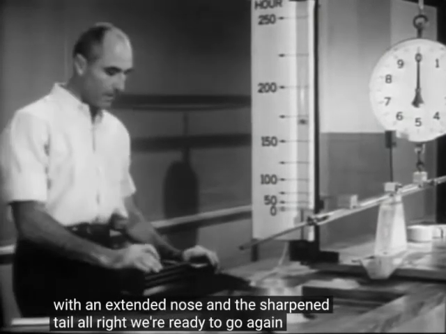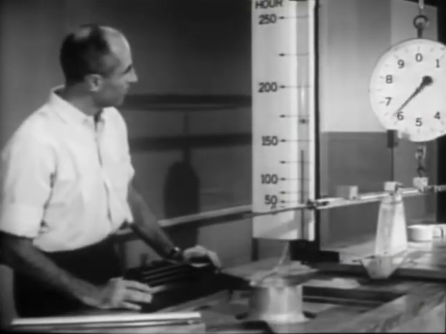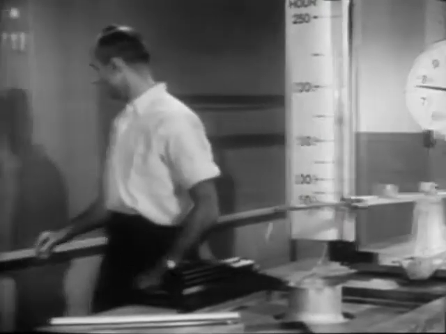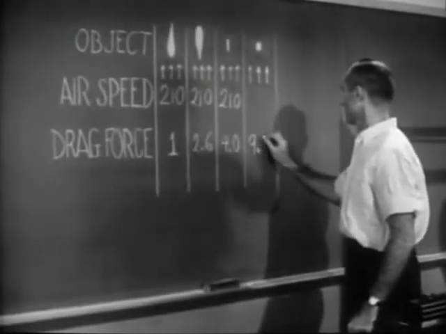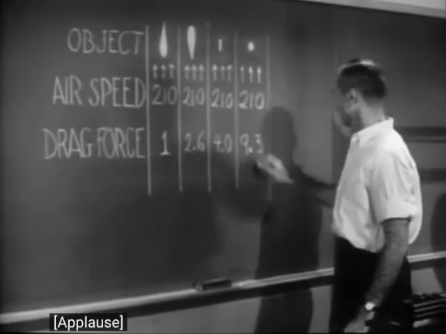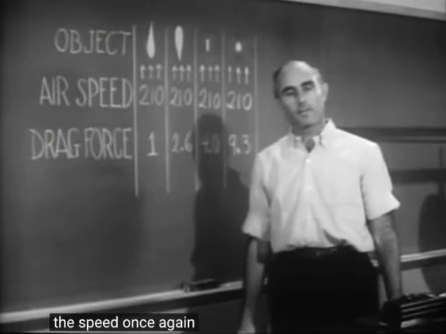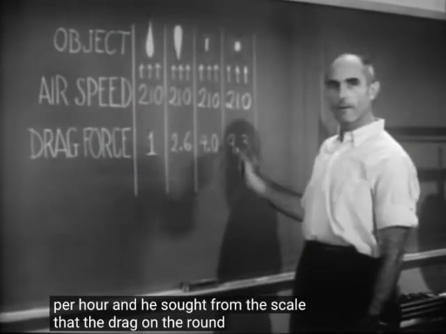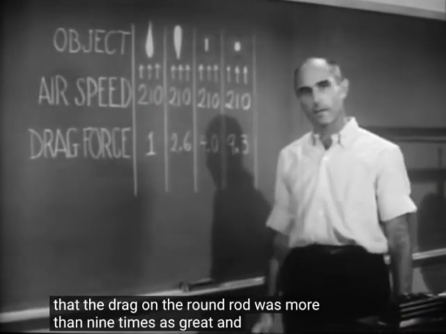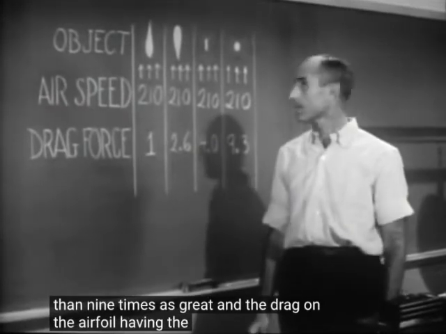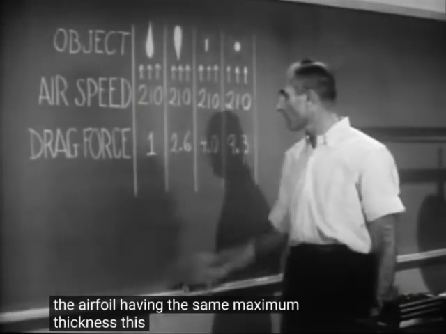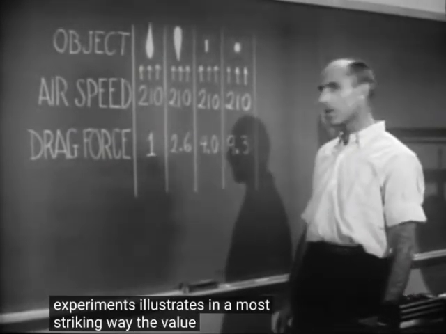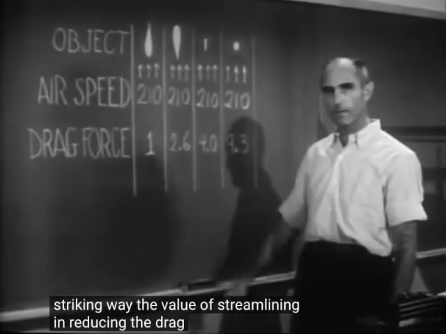All right, we're ready to go again. The speed once again reached 210 miles per hour, and you saw from the scale that the drag on the round rod was more than 9 times as great as the drag on the airfoil, having the same maximum thickness. This series of 4 experiments illustrates in a most striking way the value of streamlining in reducing the drag.